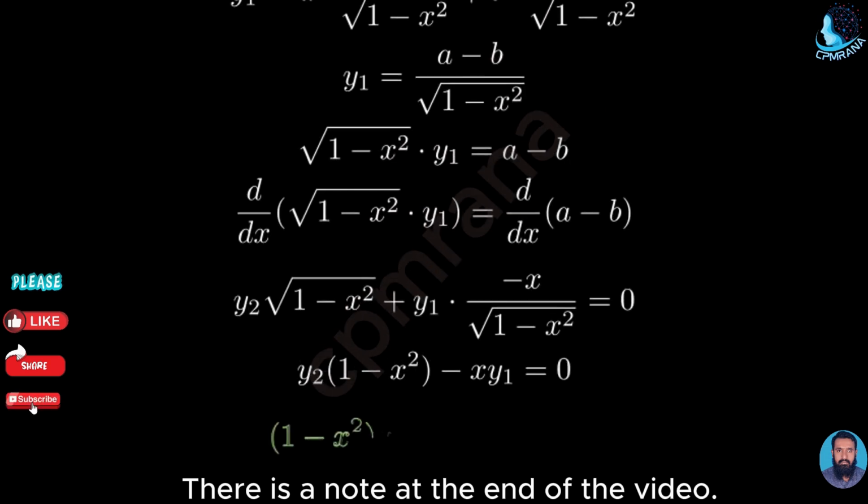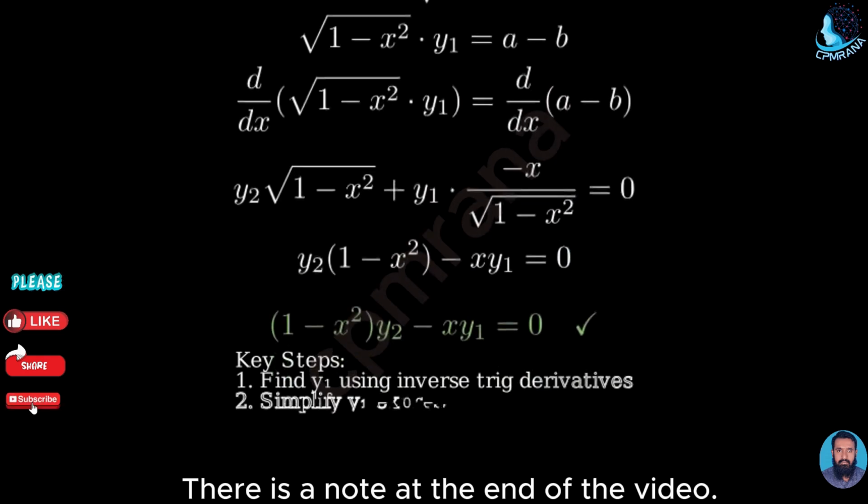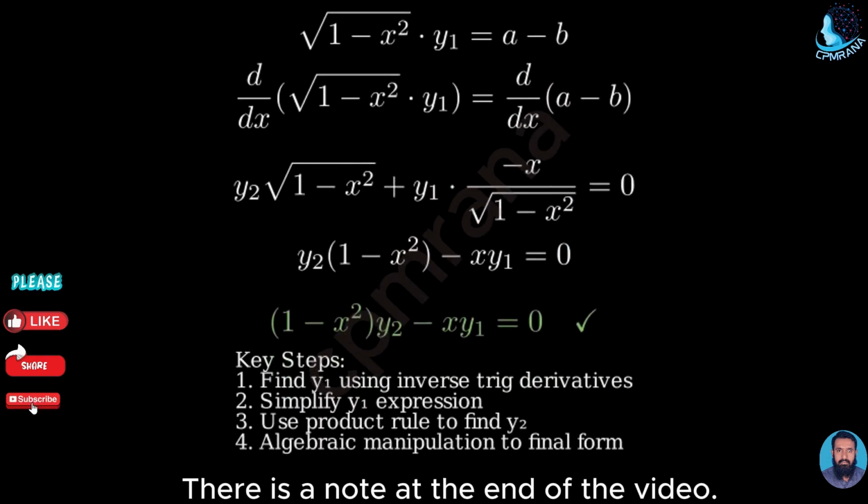This gives us y2 times 1 minus x squared minus x y1 equals 0, which is exactly what we wanted to prove. To summarize, we started with y equals a sine inverse x plus b cosine inverse x, found its first derivative, simplified it, and then found its second derivative. Through careful algebraic manipulation, we proved the required relationship between y1 and y2.